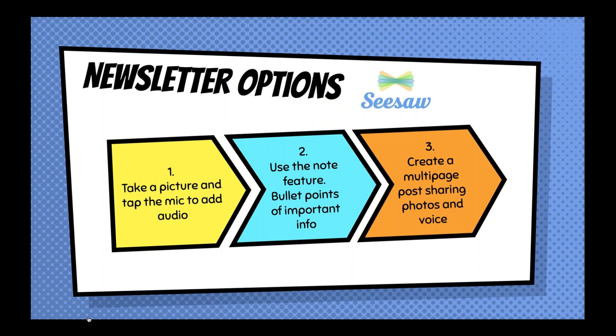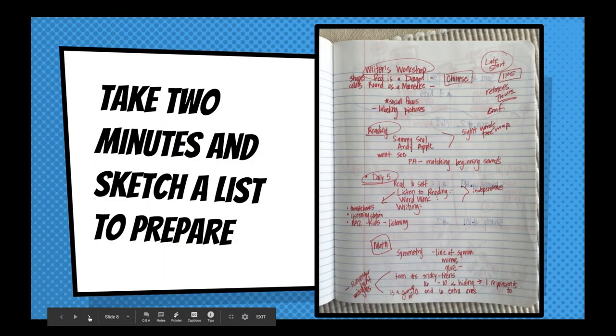Third option, maybe you want to create a multi-page post and share photos and voice and go through all sorts of things that are happening in your classroom, all within Seesaw. Now, I will show you, before multi-page was an option in Seesaw, I actually used the app Shadow Puppet, and you'll see an example of that as well. So how did I do this?